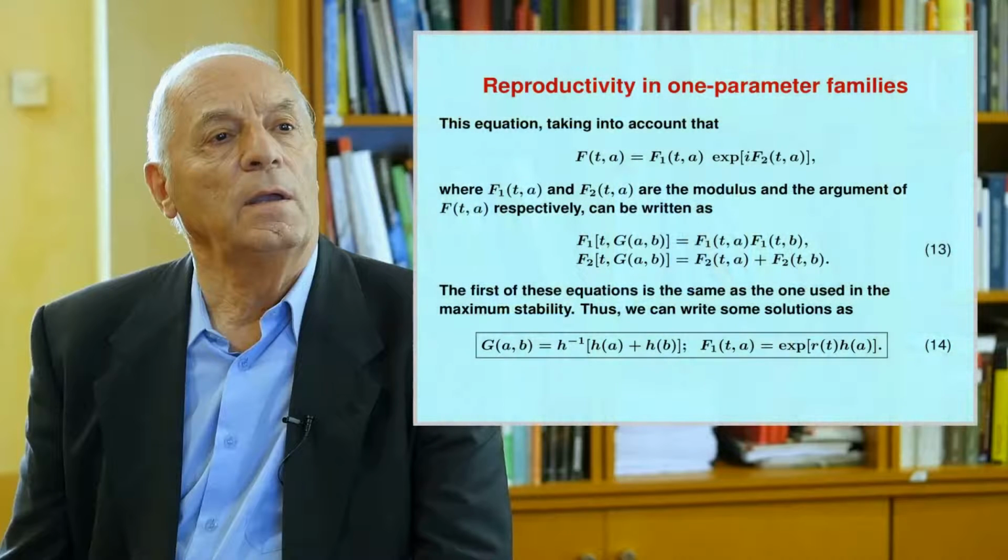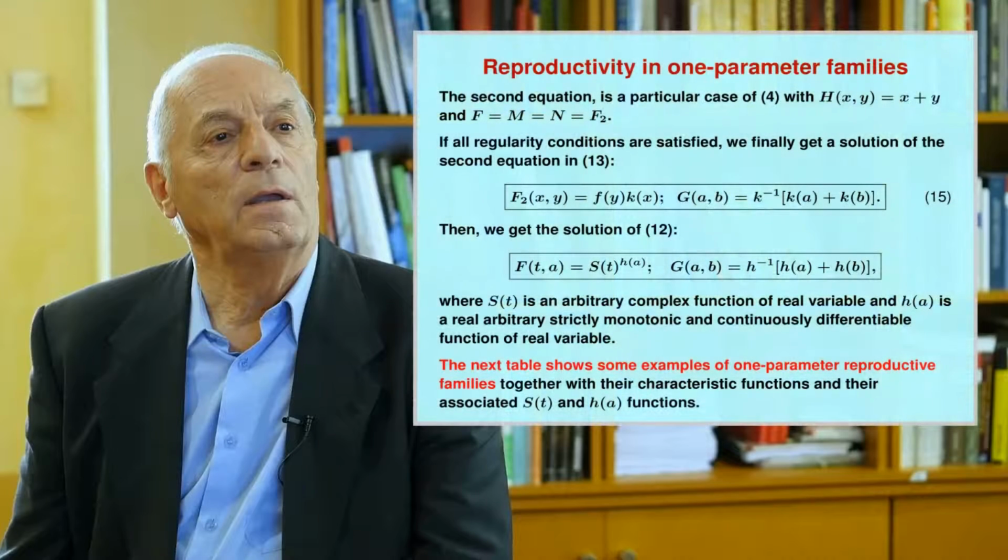This equation, taking into account that the characteristic function can be written as in the first expression at the top of the slide, where f1 and f2 are the modulus and the argument of f, respectively, can be written as in 13. Since the first of this equation is the same as the one used in the maximum stability problem, we can write its solution as in 14.